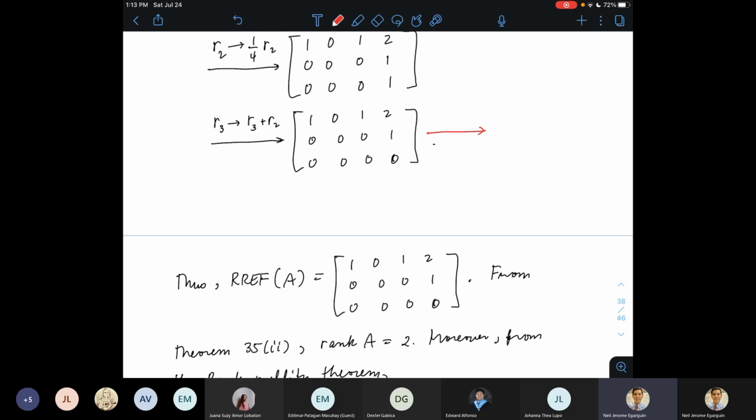So that means I need to change what? I need to change R1 into R1 minus twice ng R2. Tama ba? So magiging 1 minus 0, so that's going to be 1. 0 minus 0. 1 minus 0, so that's going to be a 1. And then 2 minus 2, so that's going to be a 0. Then 0, 0, 0, 1. And then 0, oops, 0, 0, 0, 0. Okay? So dapat pala ito ay 0.